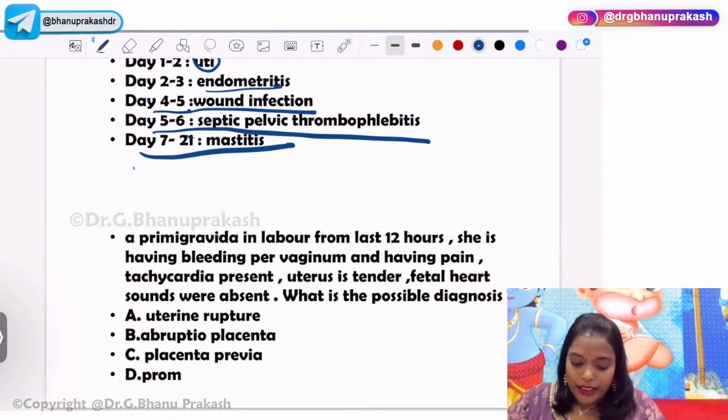A primary gravida is in labor from last 12 hours. She is having bleeding per vaginum and having pain, tachycardia present, uterus is tender, fetal heart sounds are absent. What is the possible diagnosis? Uterine rupture, abruptio placenta, placenta previa, PROM.